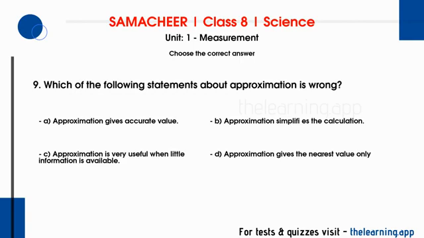Question 9. Which of the following statements about approximation is wrong? Options are A. Approximation gives accurate value, B. Approximation simplifies the calculation, C. Approximation is very useful when little information is available, D. Approximation gives the nearest value only. Correct answer is A. Approximation gives accurate value.